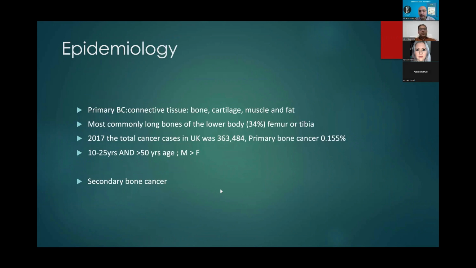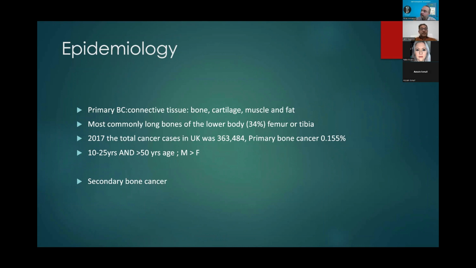So coming to the epidemiology and the burden of the tumor. Bone tumors can be divided mainly into primary bone cancers or secondary bone cancers. Primary bone cancers arise mainly from the connective tissue, which could be bone, cartilage, muscle, or fat. One of the most common parts of the body which can be affected is the lower limbs, especially the lower end of the femur or the upper end of the tibia, because they are quite vascular areas.